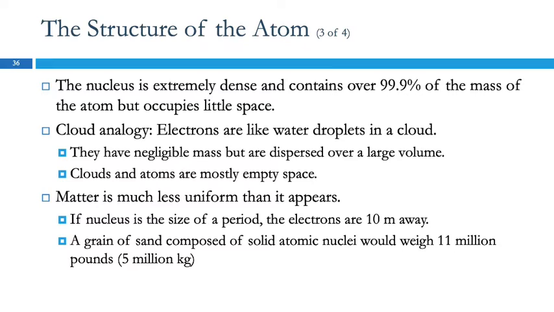The electrons, we can think of them as being like water droplets in a cloud or in the fog, right? Clouds are just kind of up there, but we've all walked through the fog. We know about fog. So those little droplets of water in the fog have negligible mass. They're very tiny. They're so tiny they're suspended in the air, right? But they are dispersed through a large volume, and they prevent you from seeing through the fog. And yet fog is mostly empty space. You can walk through it, right? So clouds and atoms, both mostly empty space.